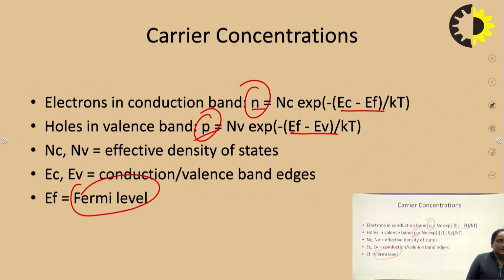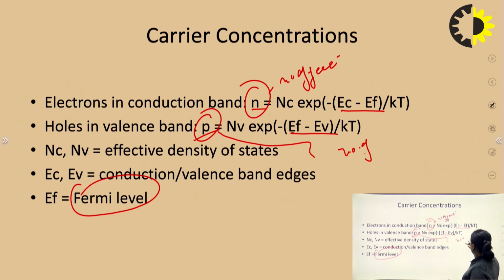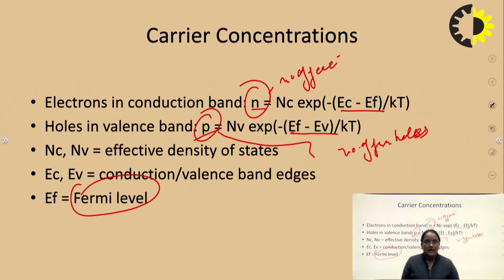So, what we can conclude from this is that these are the carrier concentrations that can be found for N type and P type semiconductors, that is, how much will be the concentration of free electrons and what will be the concentration of free holes. That will help in determining your carrier concentration for N type and P type, in which the major role is played by the position of the Fermi level.